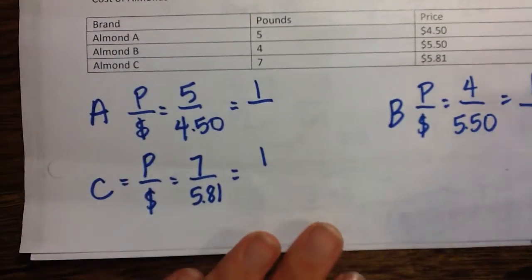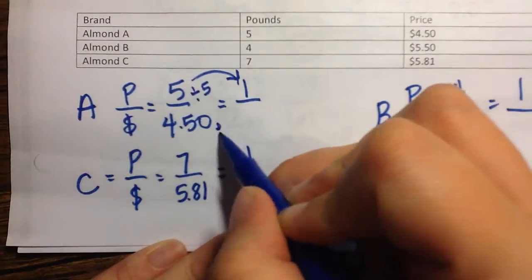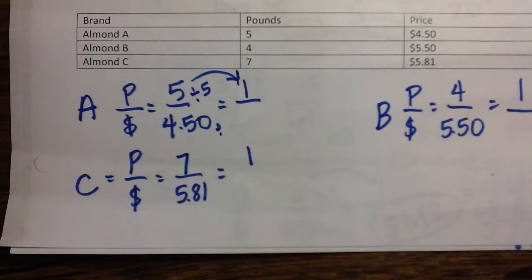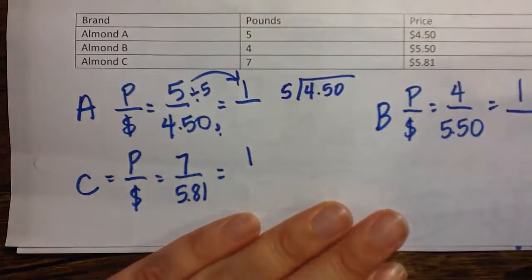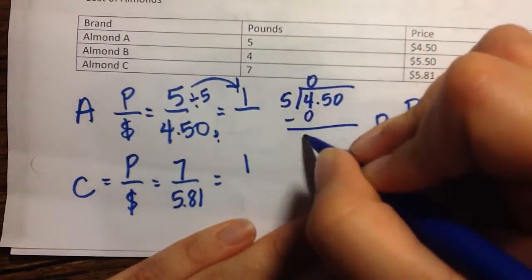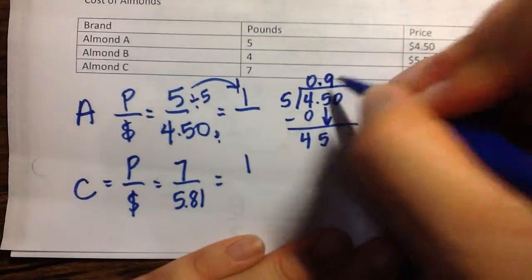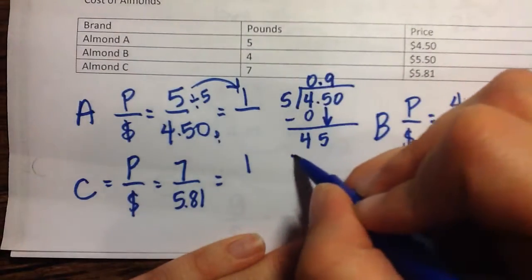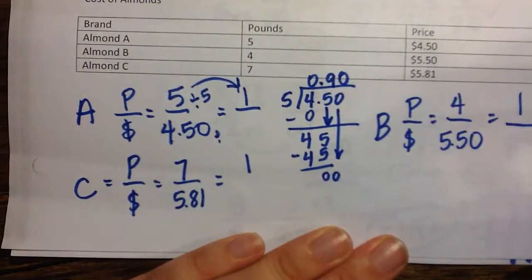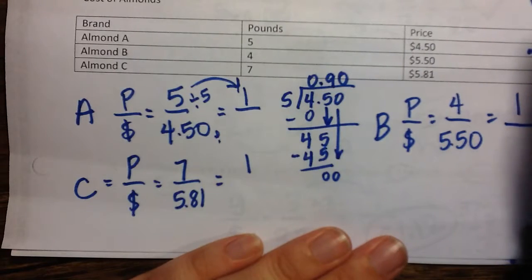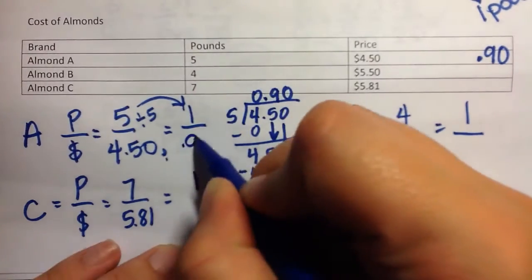Okay? So, do the math. 5 to 1 is divided by 5. So we have to divide $4.50 by 5. $4.50 divided by 5. Cannot go. Bring your decimal up. 45. That's 9. 9 times 5 is 45. Goes in 0 times. So that means 1 pound is 90 cents.